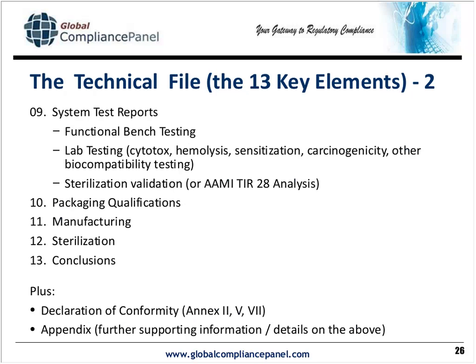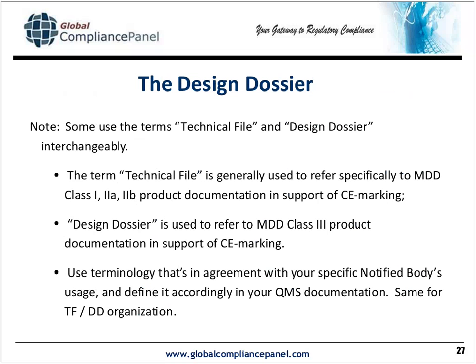System test reports. Now you notice I have sterilization under there, but you may include it under sterilization number 12. It's up to you. But again, packaging, manufacturing, and your conclusions. And then you include your declaration of conformity. Usually that's on the front of it, the appendix in the back, and then a list of changes. Each time you make a change to your product, you have to come up with a new technical file. It has to be re-audited by your notified body. And usually most companies list those changes in the front of their technical file.